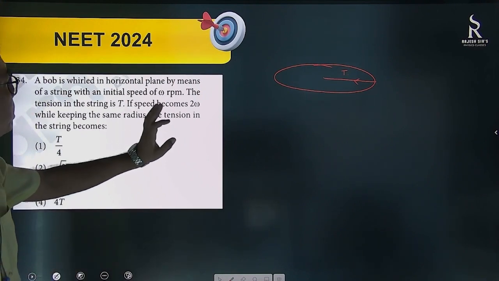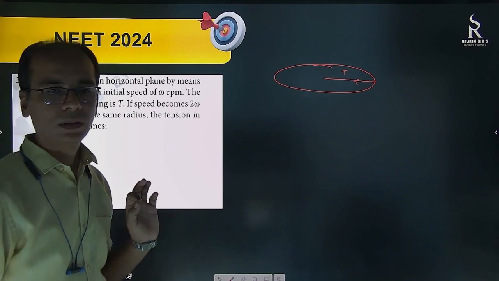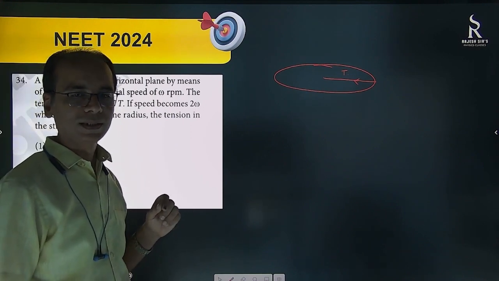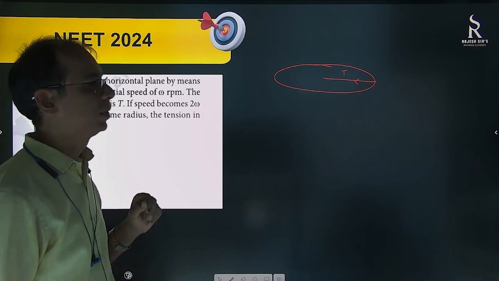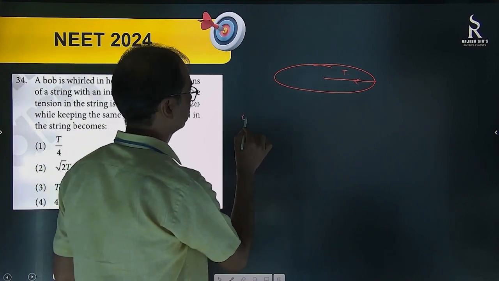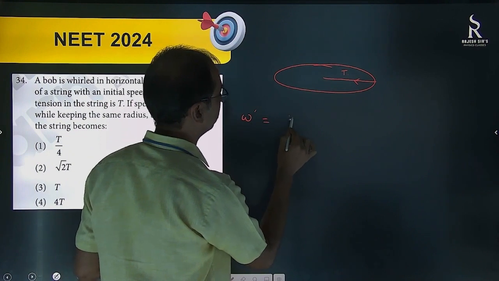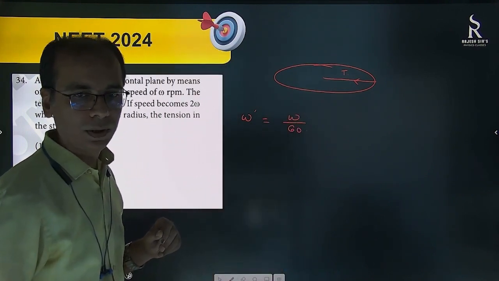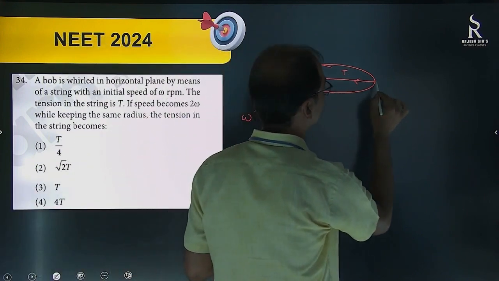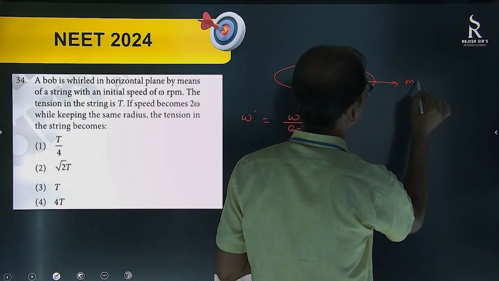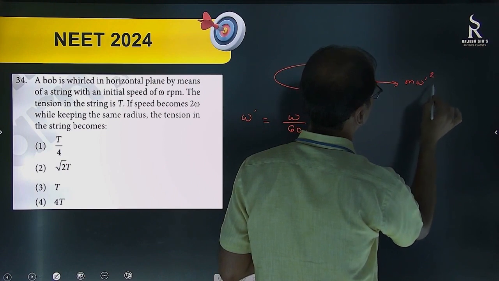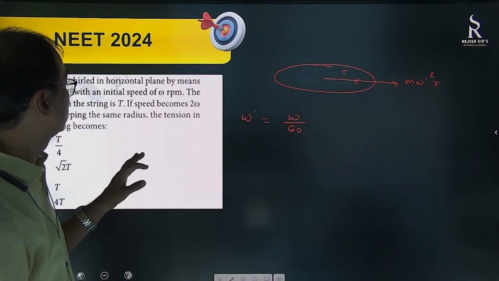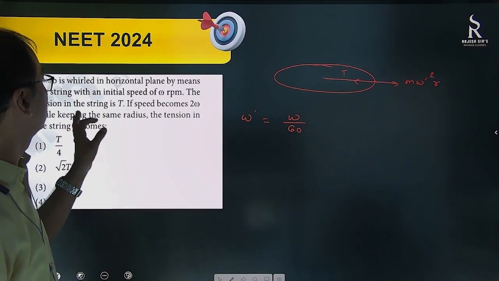He says initial speed is omega rpm. Okay, so normally omega we require in rps. So omega rpm means our omega actually, let's say omega dash is actually what? Omega by 60. Right. Now this tension is equal to what? We'll say that there is a centrifugal force which will be m omega dash square into r. This is tension.